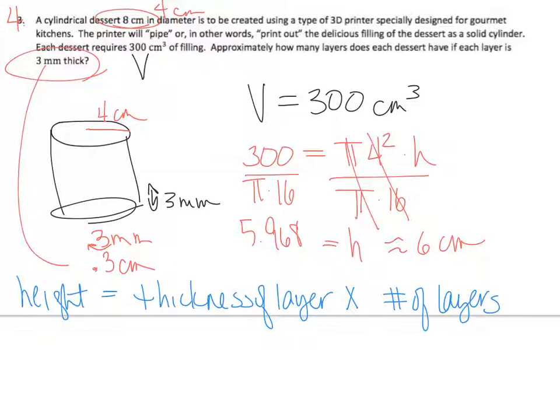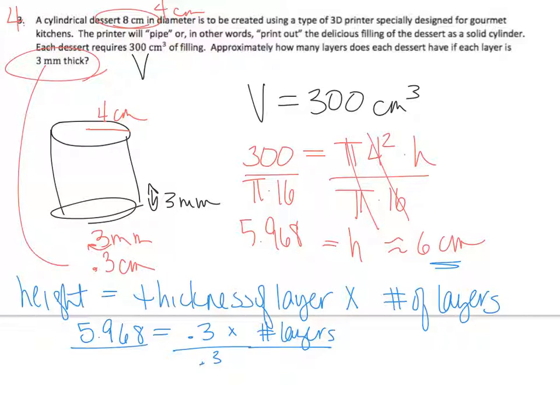So we know the height is 6 centimeters. We'll stick with the more accurate one for a second. Equals 0.3 centimeters times the number of layers. If we divide both sides by 0.3, we get the number of layers at approximately 19.89. Well, we're going to say about 20 layers per dessert.